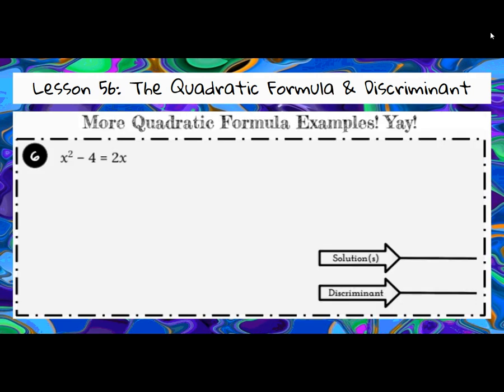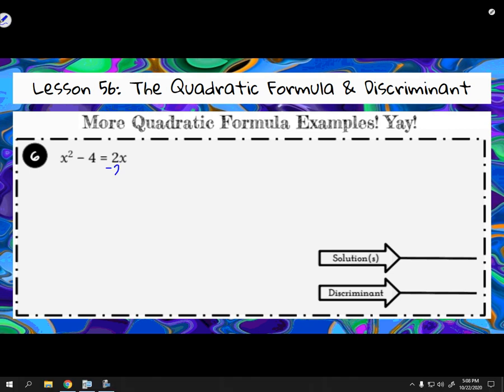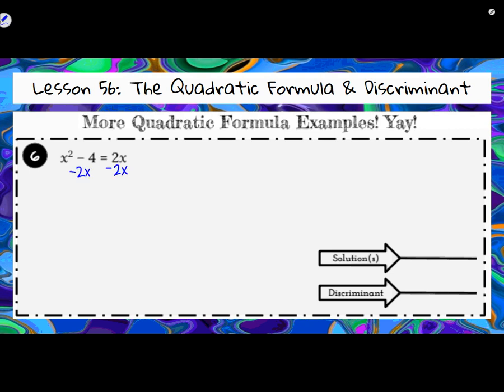All right, so we're going to play with the quadratic formula a little bit more. More quadratic formula examples, yay! All right, and then we're going to get our solutions. We're also going to explore, make sure we can find what the discriminant is. All right, does it equal 0? It does not. So we're going to move the 2x, subtract 2x. So x squared minus 2x minus 4 equals 0. All right, A is 1, B is -2, C is -4.